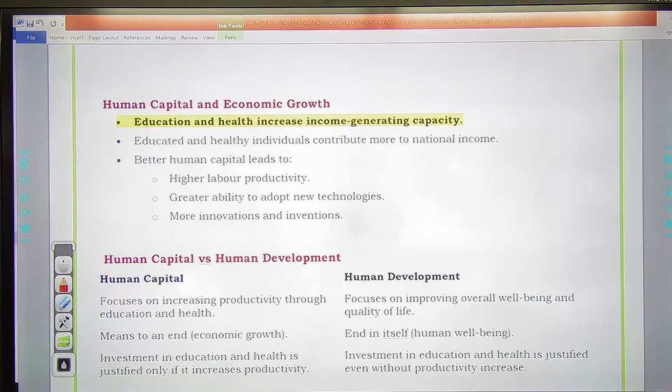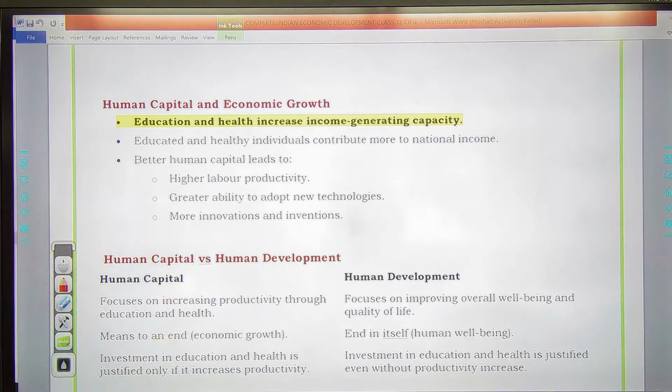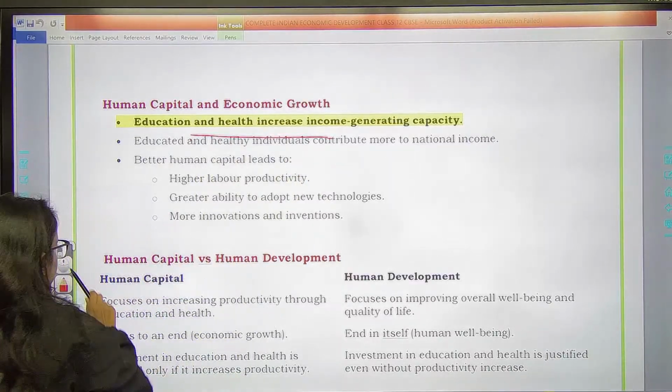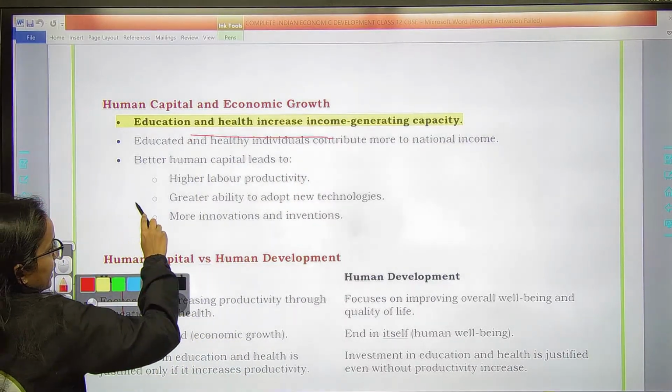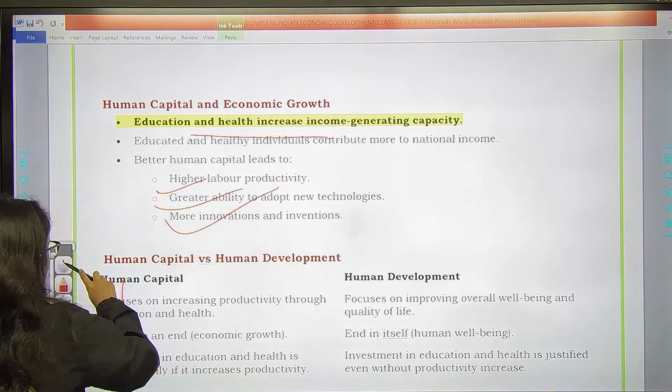Then how is human capital related to economic growth? Education and health are human capital, right? A highly educated and healthy population is an asset for the economy, because they will be working, and when they are working, they add to the income generating capacity of the economy. So education and health increase income generating capacity. Productivity will be good, with ability to adopt new technologies, and more innovation and inventions.